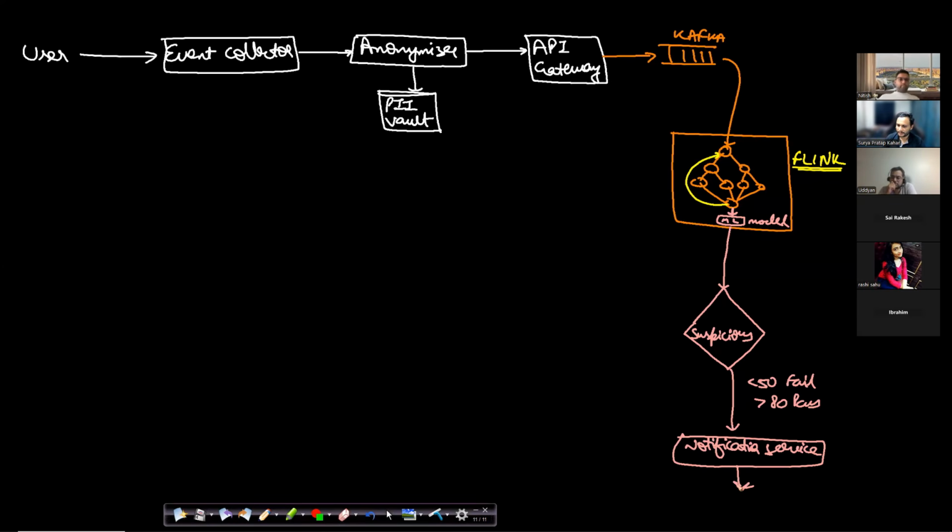Many people can subscribe to the notification. You can send it to the logs to maintain the logs, and everything you can do from here. So this is the usual flow that we have seen, and this flow will take less than 500 ms.